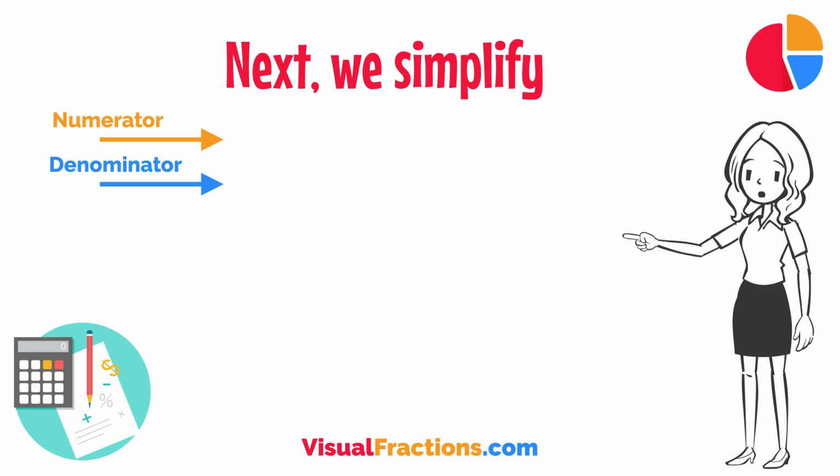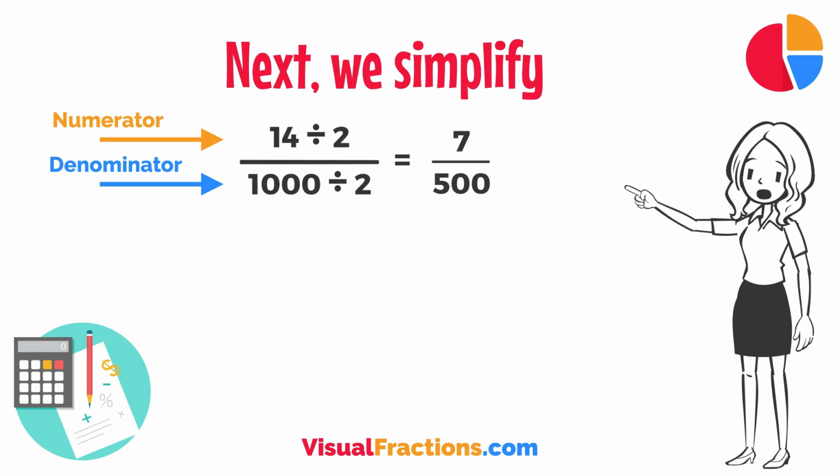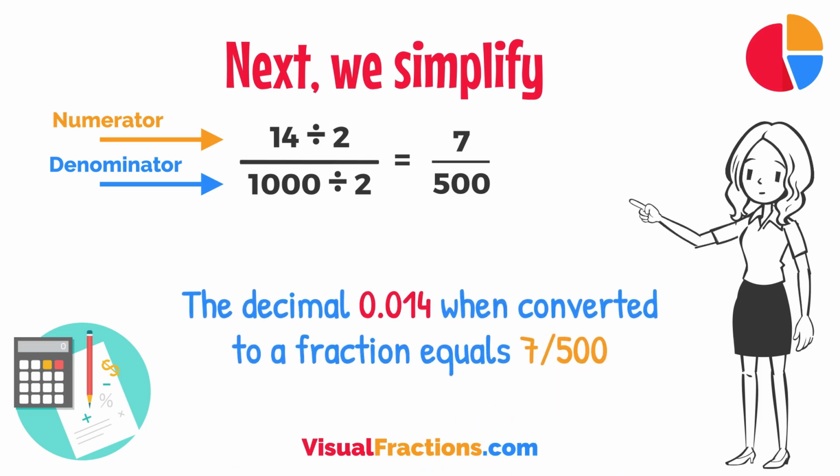Next, we simplify. Both the numerator and the denominator in 14 1,000ths can be divided by 2, the greatest common divisor. Divide 14 by 2 to get 7, and divide 1000 by 2 to get 500. So, 14 1,000ths simplifies neatly to 7 over 500. And there you have it. The decimal 0.014 when converted to a fraction equals 7 over 500.